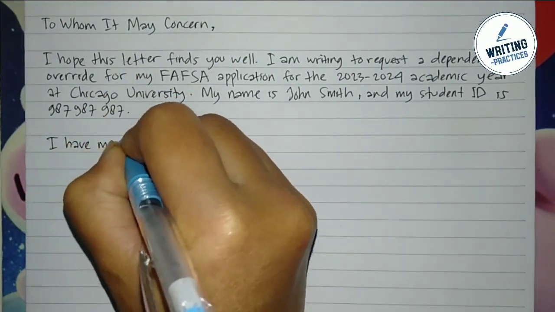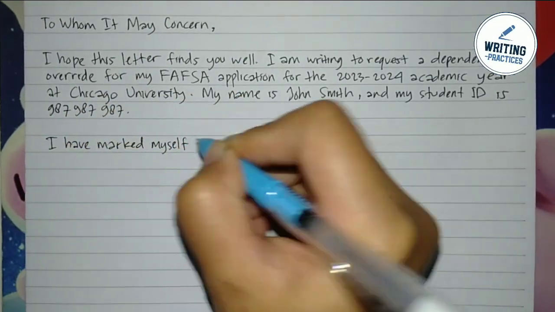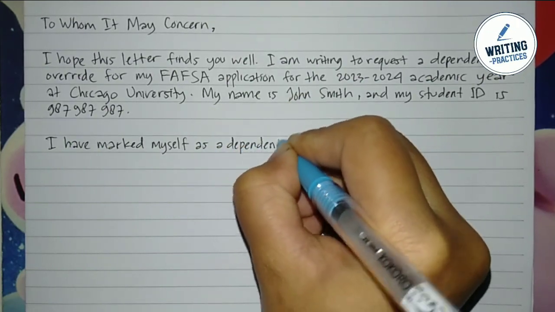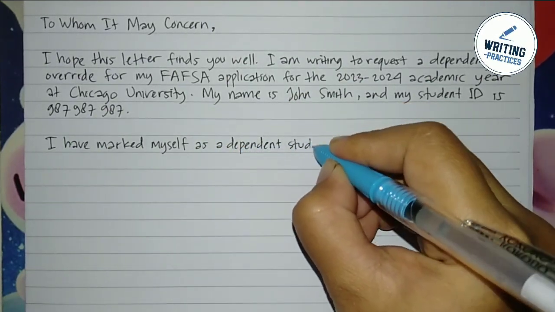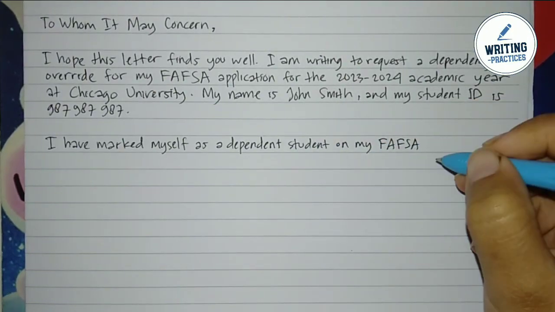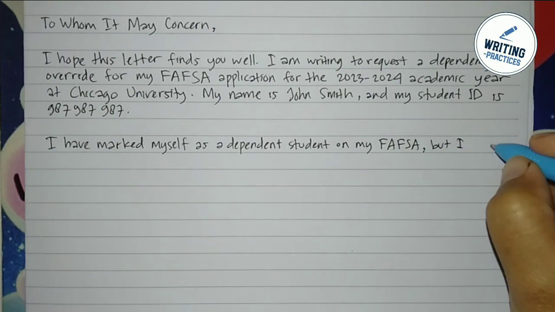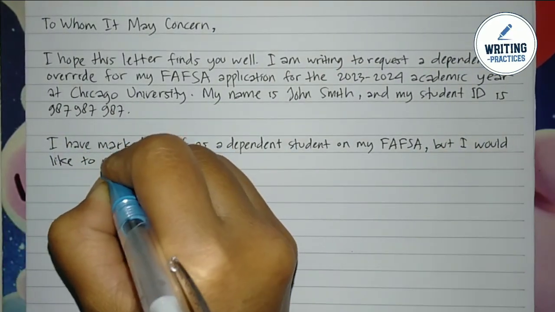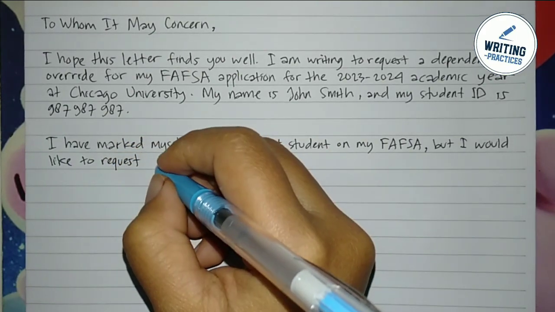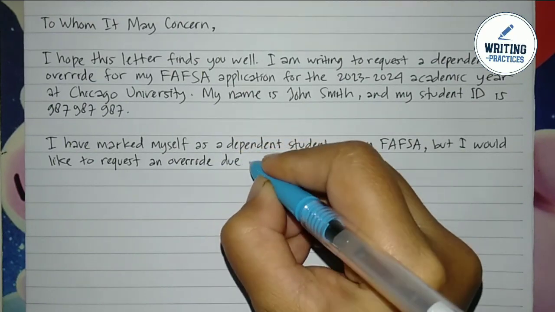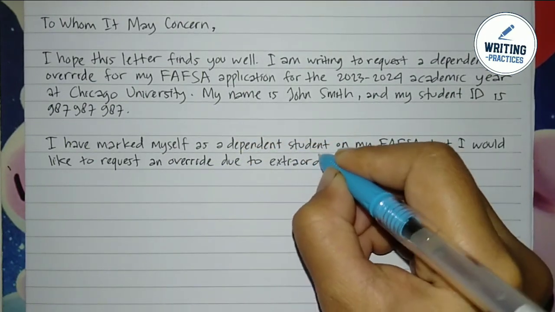In the second paragraph, you need to remind the recipient that you are a dependent student in your university. And that's how you start telling your request about an override. In this example, you can write, I have marked myself as a dependent student on my FAFSA. But I would like to request an override due to extraordinary circumstances.